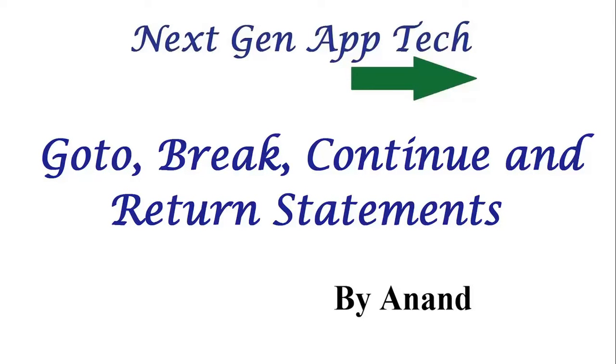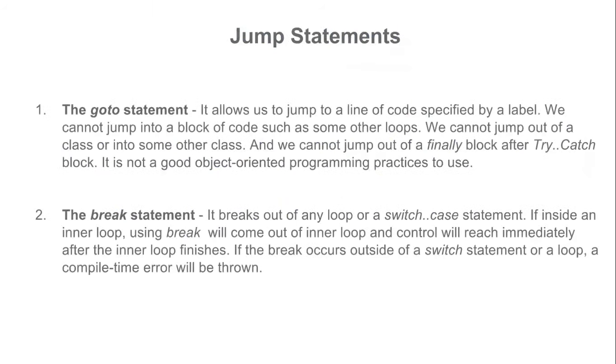I'm Anand. Today we will be going through the goto, break, continue and return statements. These are called jump statements. Why are these called jump statements? Because with these we can jump from one place of code to another place of code based on our requirement and based on the conditions. So it helps us in some way to achieve what we want, our desirable requirement.